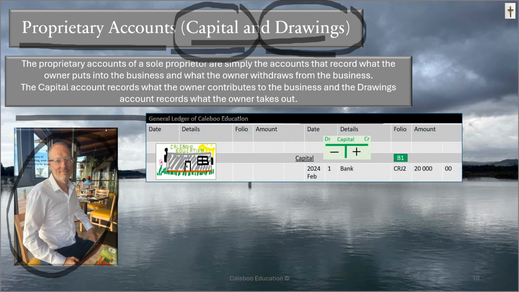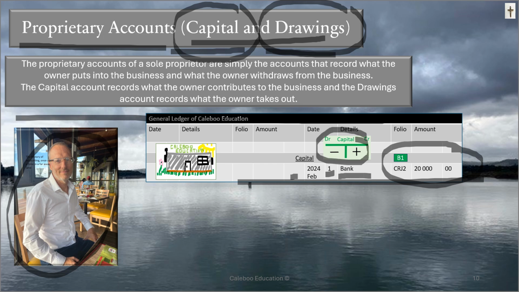This here is an example of the capital account in the general ledger, and if I quickly interpret that, I put 20,000 Rand in on the 1st of February. It was deposited in the bank account, and I applied that rule. That's why the information was recorded on the credit side.